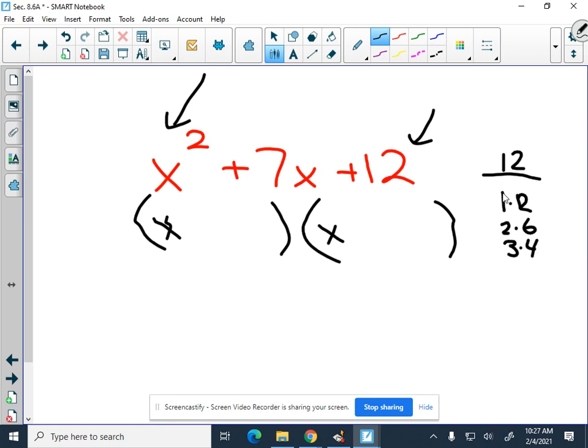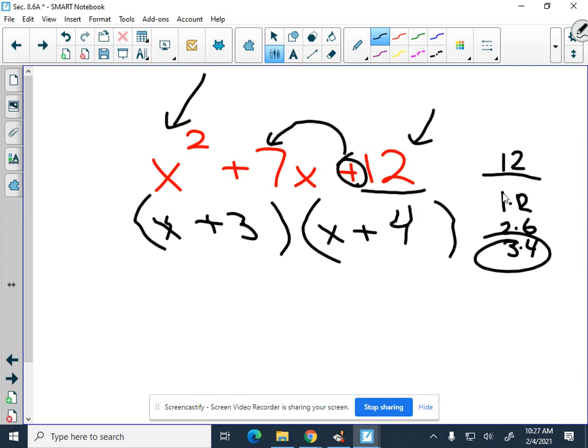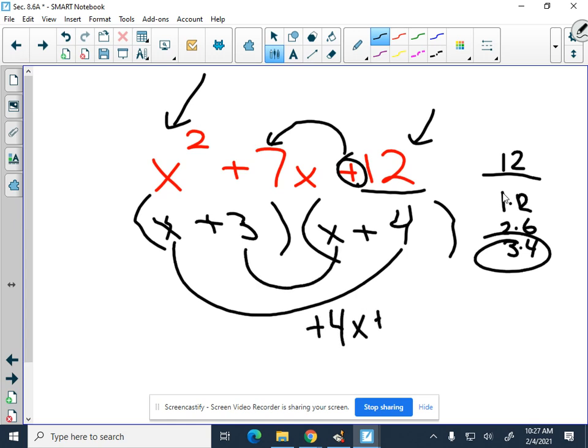And what I'm looking for, I look at the last sign. I read kind of backwards. I look at the 12 first, then I look at the plus. They have to add up to 7. Well, we understand that these two, 3 and 4, add up to 7. But I'm going to be more specific now. When I put these in, the positive 3 and the positive 4, the check is going to be really important today. When you multiply this one times this one, that is a positive 4x. And this one times this one's a positive 3x. And those are what actually have to add up to the 7x.